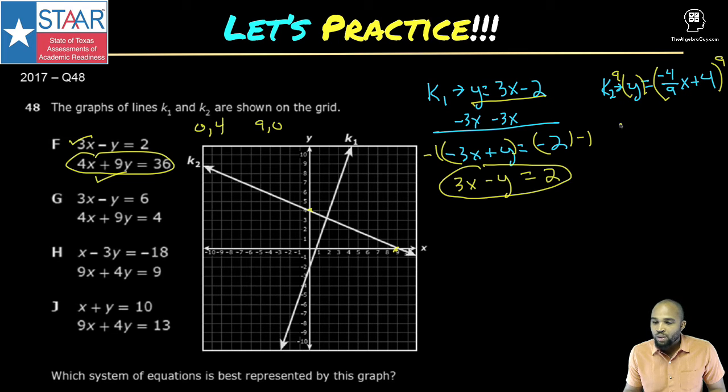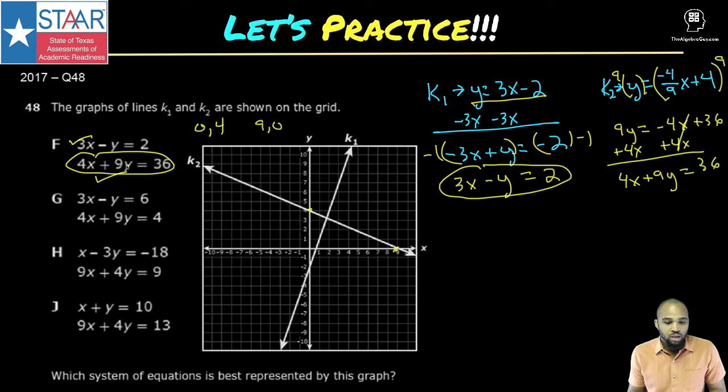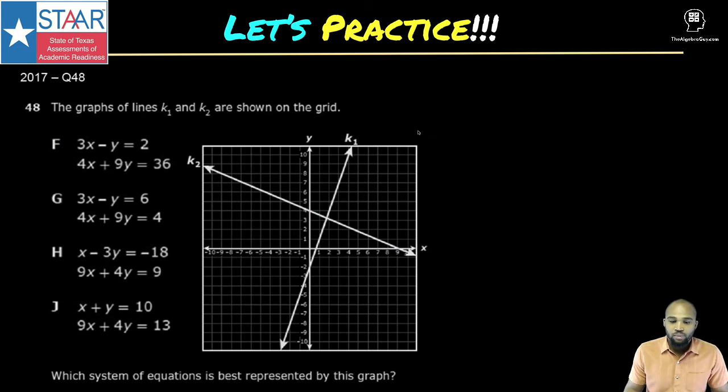9 times y is 9y equals 9 times, these 9s are going to cancel and leave me with a -4x plus 36. Now I need to get my x on this side by adding 4x. And that leaves me with 4x plus 9y equals, this goes away, 36. 4x plus 9y equals 36. That's what we got. Next problem.